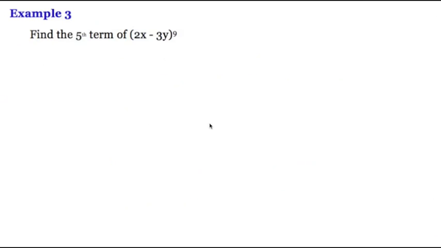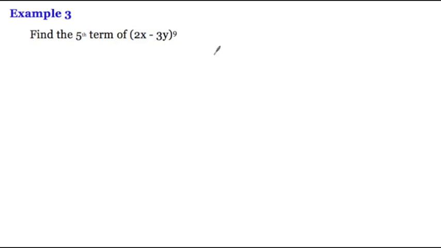Now we look at example number 3. It says find the 5th term of this binomial here. Now you could use Pascal's Triangle and go through the whole thing, go down to row number 9, go all the way to your 5th term and figure that out. But that's kind of a long way of doing this one. Here's where it comes in handy using that nCr thing.